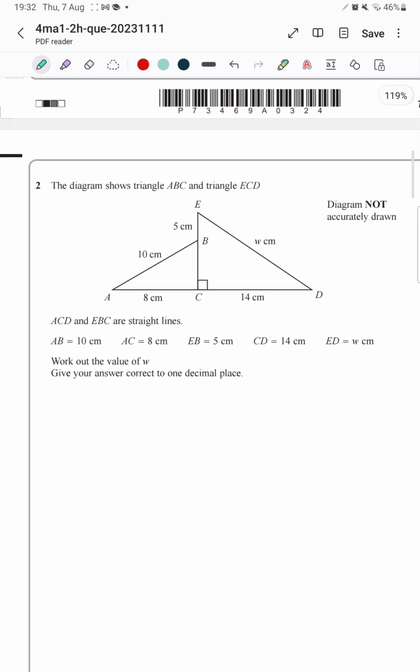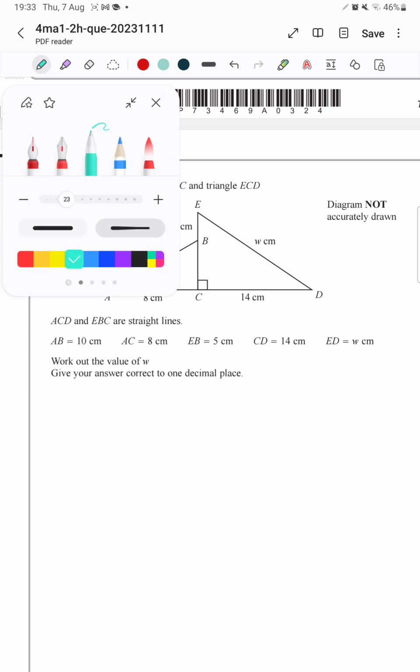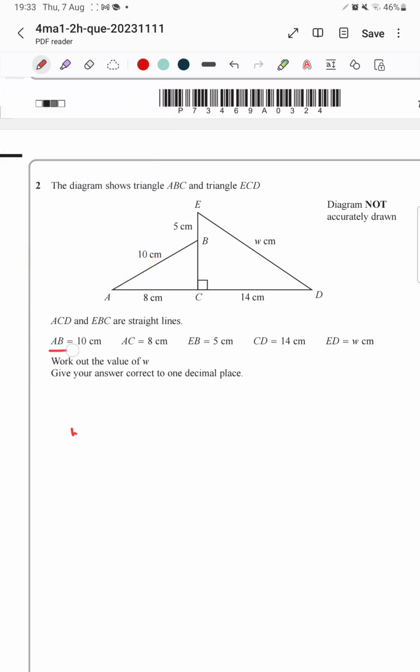Second question is, the diagram shows the triangle ABC. So that is the smaller triangle here. And then triangle ECD, this triangle. ACD is a straight line, and EBC, these are the two straight lines. After that we have given some of the lengths. So those lengths are given, like AB is given, AC is given, EB, CD and ED is given as W. ED is given as W and we have to find W.